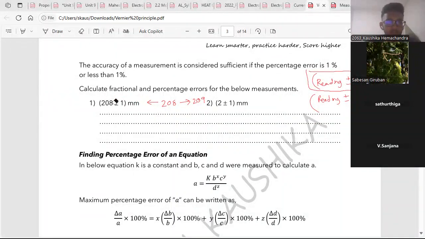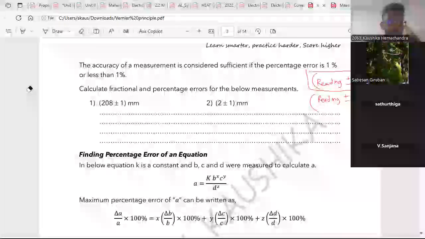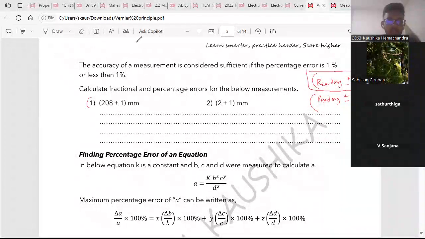So first one, calculate the fractional and the percentage errors. You don't need to get the percentage value as a decimal. Just write it as a fraction and multiply. Keep it simplified as much as possible. Only take a decimal value if needed, right?